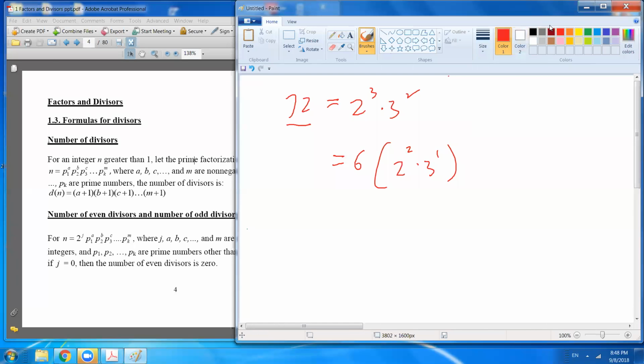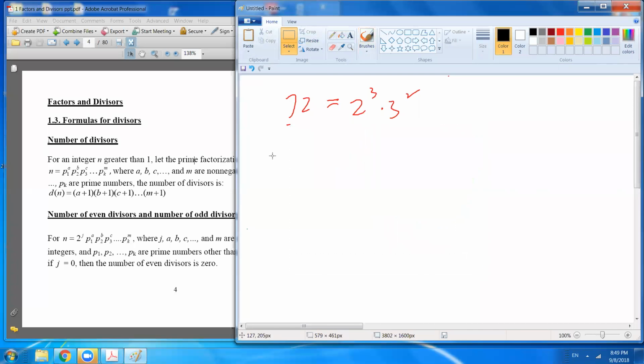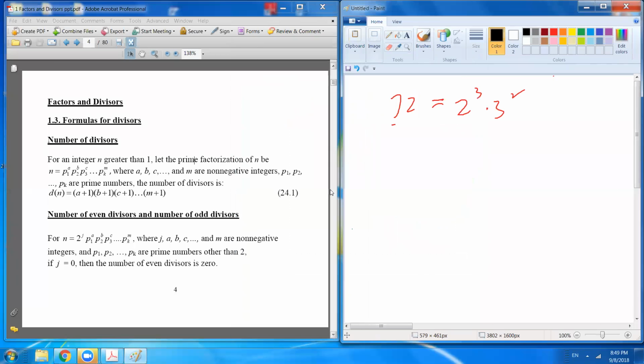So now, our job is to calculate how many factors there are for this one. Any factor inside of that, after multiplying by 6, will be a multiple of 6, right? So we do 2 plus 1, 1 plus 1, multiplying by the exponents plus one, right? So we get 6. Okay, is that clear? Okay. Now another one.